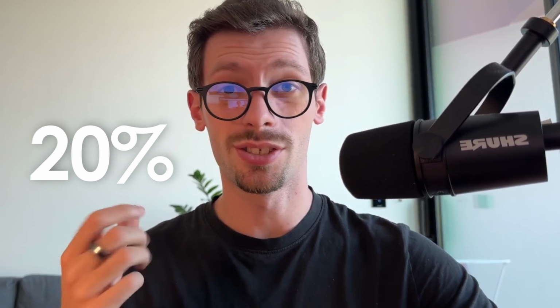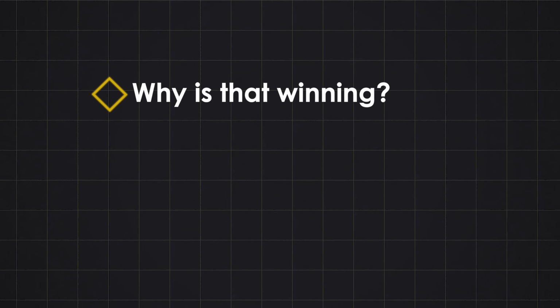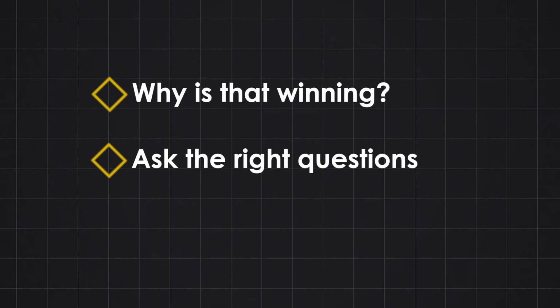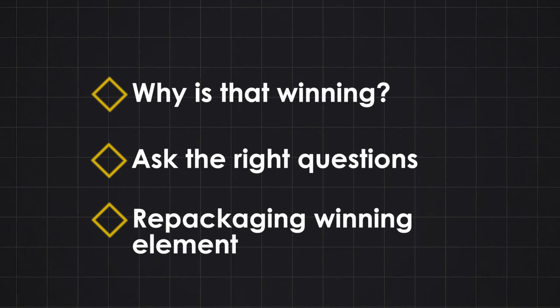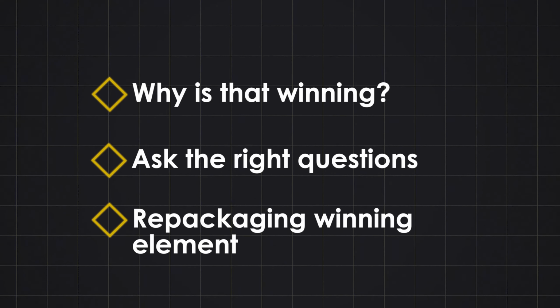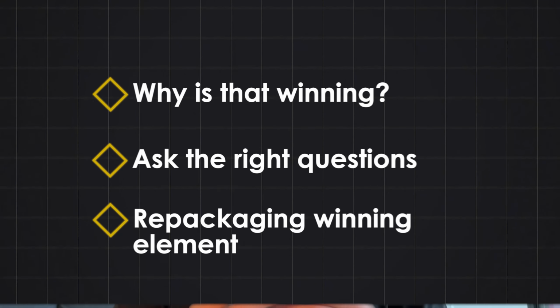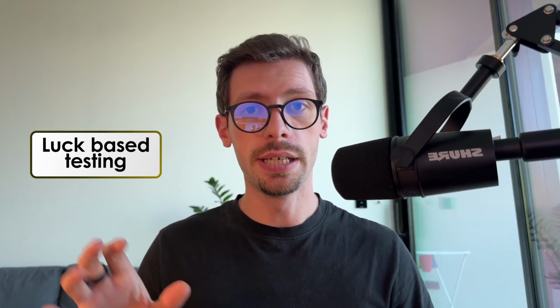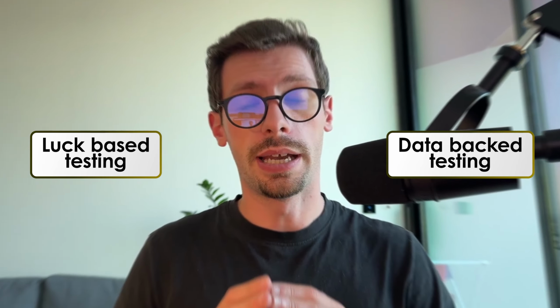So what most brands don't really understand is that finding a winning ad is just 20% of the work. The other 80% is to identify why it is winning, ask the right questions to understand why it is winning, and repackage this winning element into many other ads that will be winning. So that's the difference between luck-based testing and actually data-backed testing. And if you skip this step, you basically always reset back to a brand that has almost no data, which is really wasteful, and you could have been much further if you didn't skip this step.